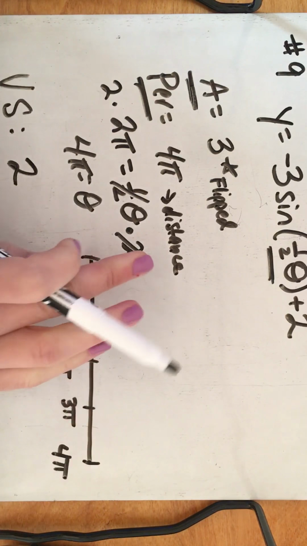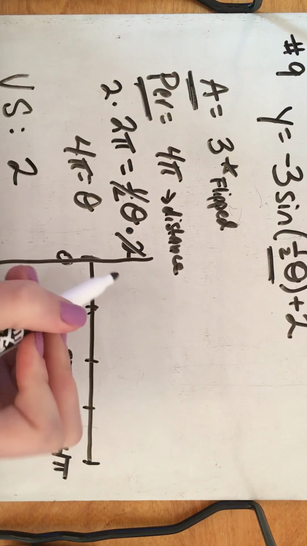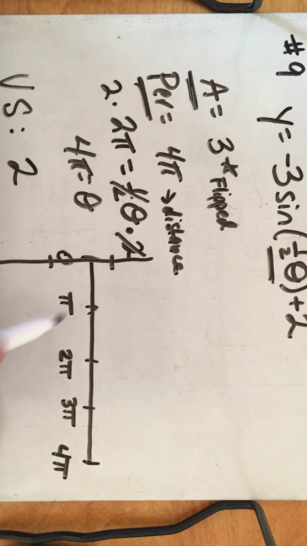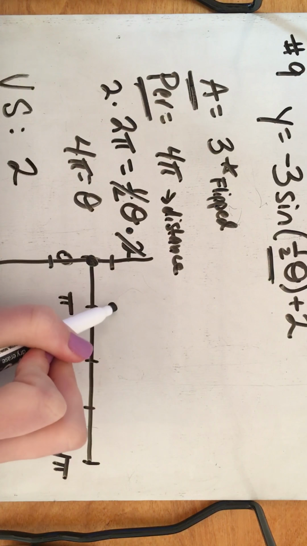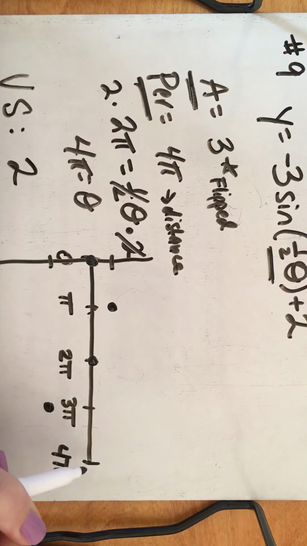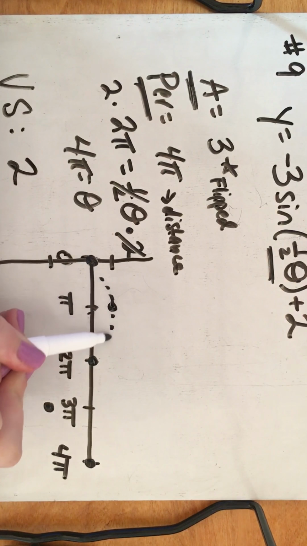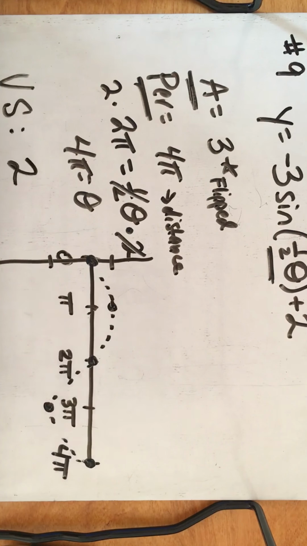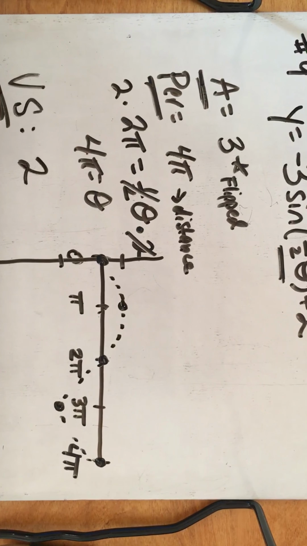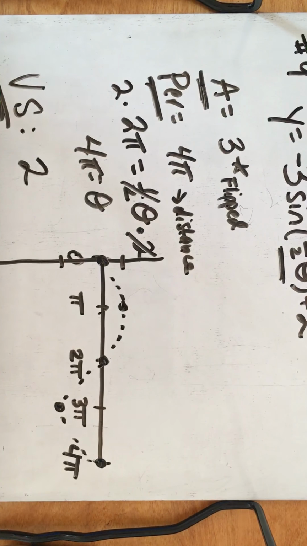And I'm going to draw my regular sine graph first. So that starts at 0, then goes up, 0, then it goes down, 0. So again, notice we're doing sine. That's just a little thing to keep in mind. Okay. So next thing I'm going to tackle is the amplitude and then the vertical shift. I'm going to do them together though, because that's how we've been practicing in class.